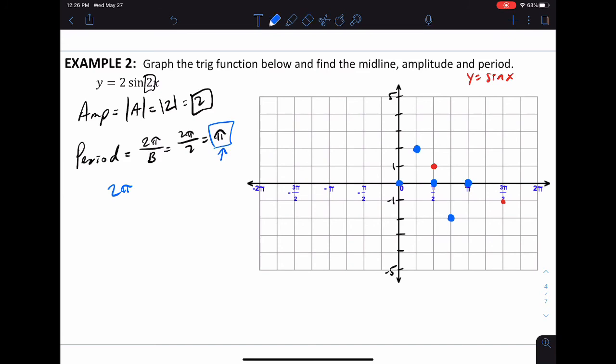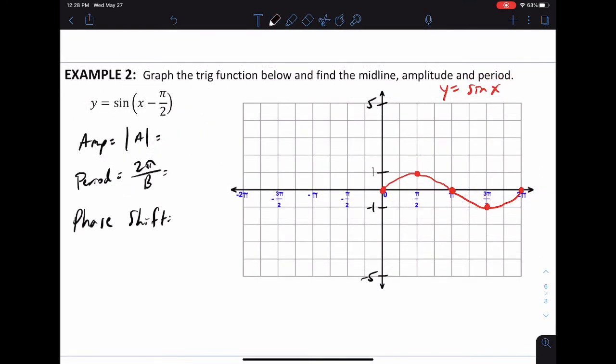Okay, so let me finish graphing it. Up, down, up, one whole cycle. Whereas the other graph was up, down, up. So you see how it's got the same shape. The only difference is it has an amplitude of 2, so it's got a little bit of stretch, and the period is shorter so that it finishes faster.